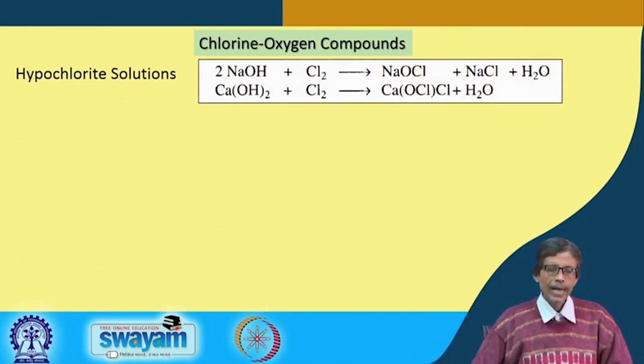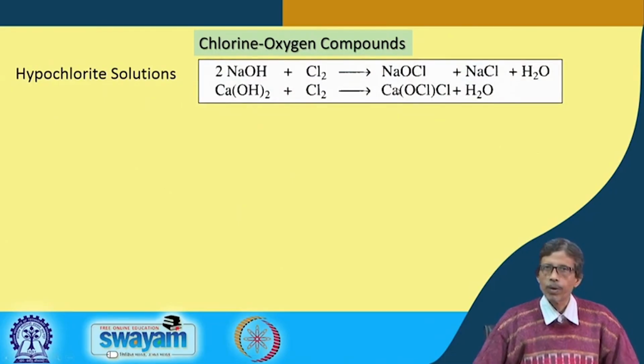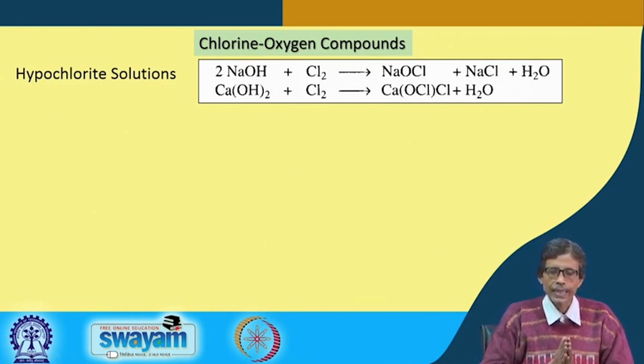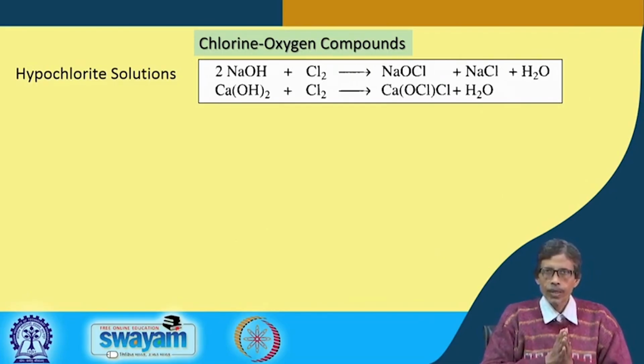The second reaction is the production of bleaching powder. We simply compare side by side how we can make hypochlorite from calcium hydroxide. We take calcium hydroxide and react it with chlorine at room temperature, mostly a room temperature reaction, giving you bleaching powder and water.